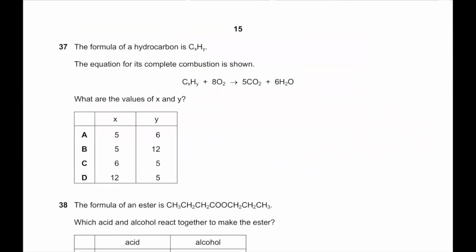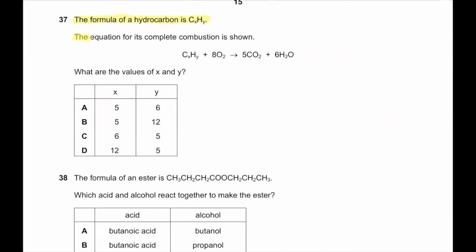Guys, question number 37. The formula of a hydrocarbon is CxHy. The equation for its complete combustion is CxHy plus 8 O2 producing 5 CO2 and 6 H2O. Now we have to determine what is x and what is y. Guys, the easiest way to do it, you see, 1 mole of this molecule is reacting and producing 5 carbon dioxide. So definitely x is equal to 5. And then 1 mole of this molecule is reacting to produce 6 water, which means it has 12 hydrogen.